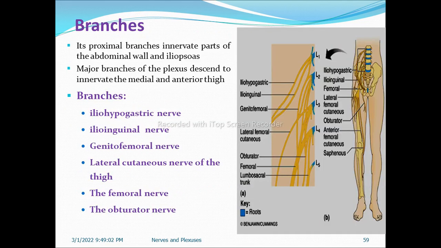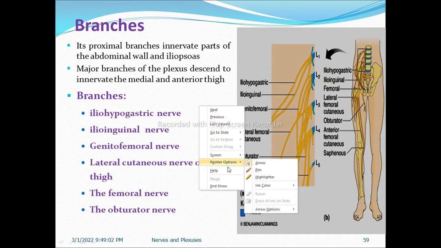So let us see the branches. Its proximal branches innervate parts of the abdominal wall and the iliopsoas muscle. The major branches of the plexus descend to innervate the medial and anterior part of the thigh, because the posterior part of the thigh and other parts are supplied by the sacral plexus.